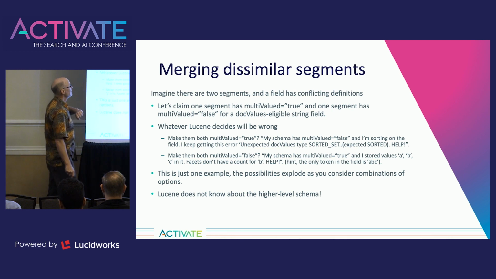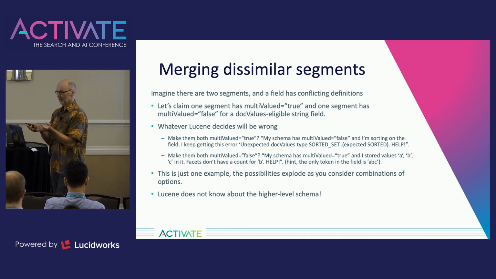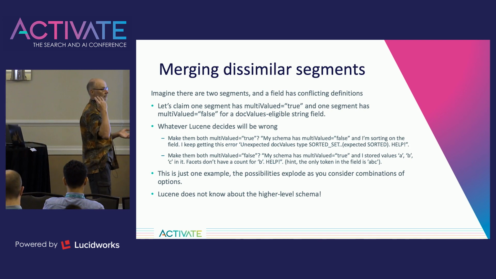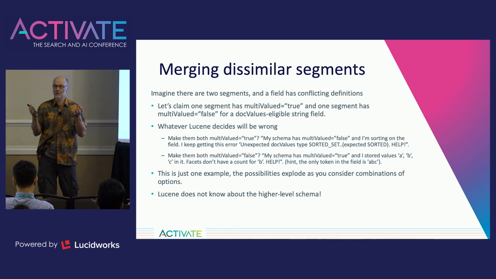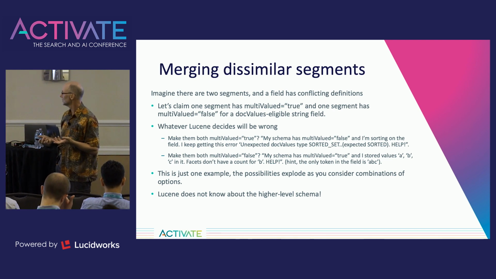So imagine you have 2 segments, multi-valued true, multi-valued false. We're down at the Lucene level. Lucene does not have access to the schema. It doesn't know what you meant, what you intended. And now it says, what should I do with these 2 segments? One has a bunch of fields with multi-valued true, another one has multi-valued false.